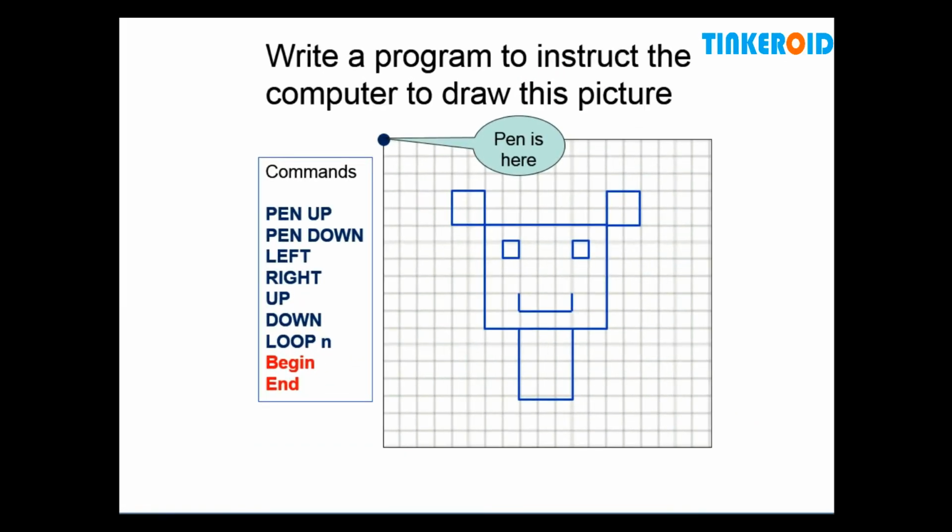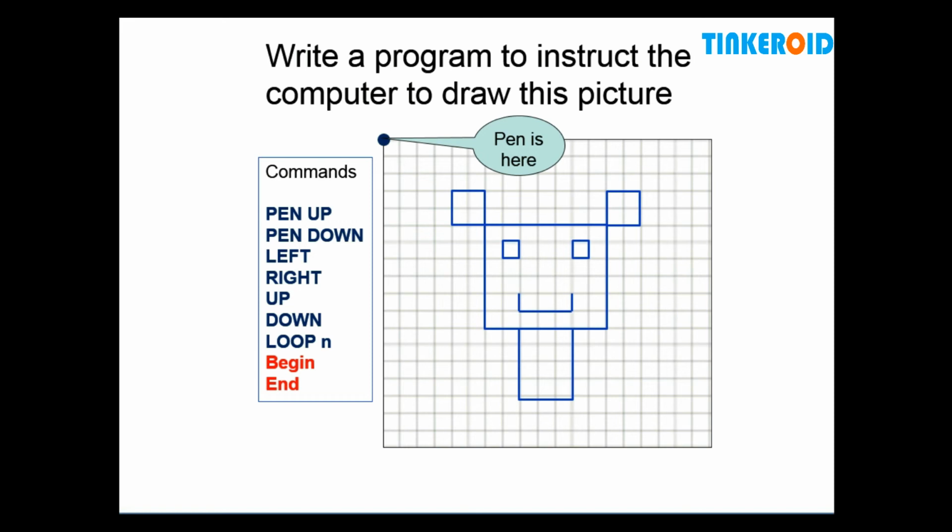Now I want you guys to write a program to give instructions to your robot to draw this nice picture. We will be using the same instructions. The pen will be initially at the same position at the top left corner. Let's see how you are going to do it. The picture is slightly different from the previous one. You can do it together in pair.